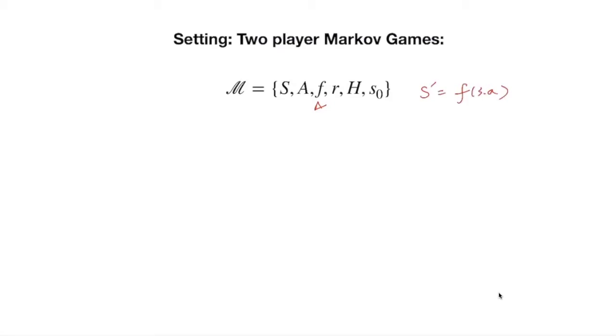s0. This H is an upper bound of the total number of steps that this game can last. This can vary, depending on the play, because sometimes the game just ends early. But for simplicity, let's just assume we have some upper bound, capital H, on that.